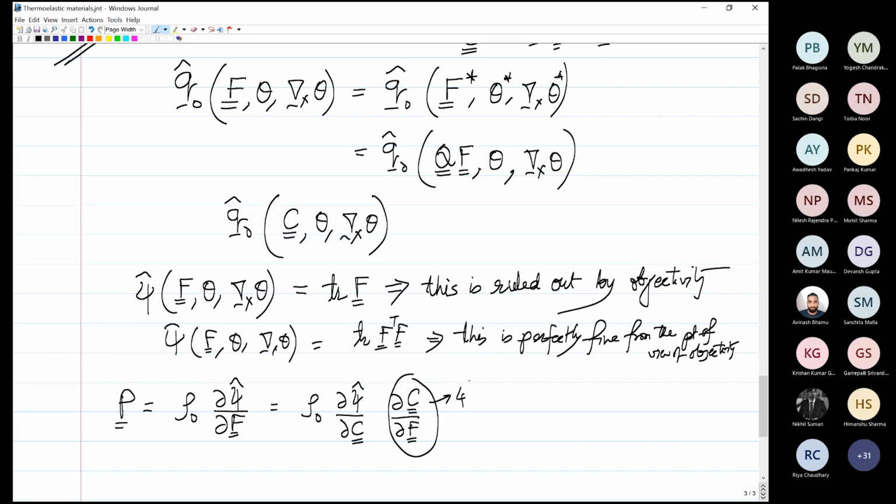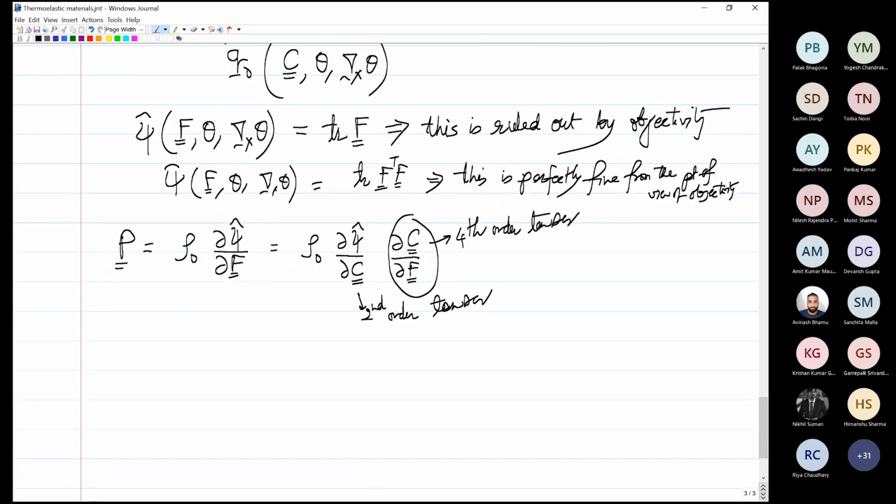But we don't know, you see, this is a fourth order tensor, whereas this is a second order tensor. So how are they going to be multiplied so that it gives you a second order tensor? So we don't know that. So I have just written it abstractly.